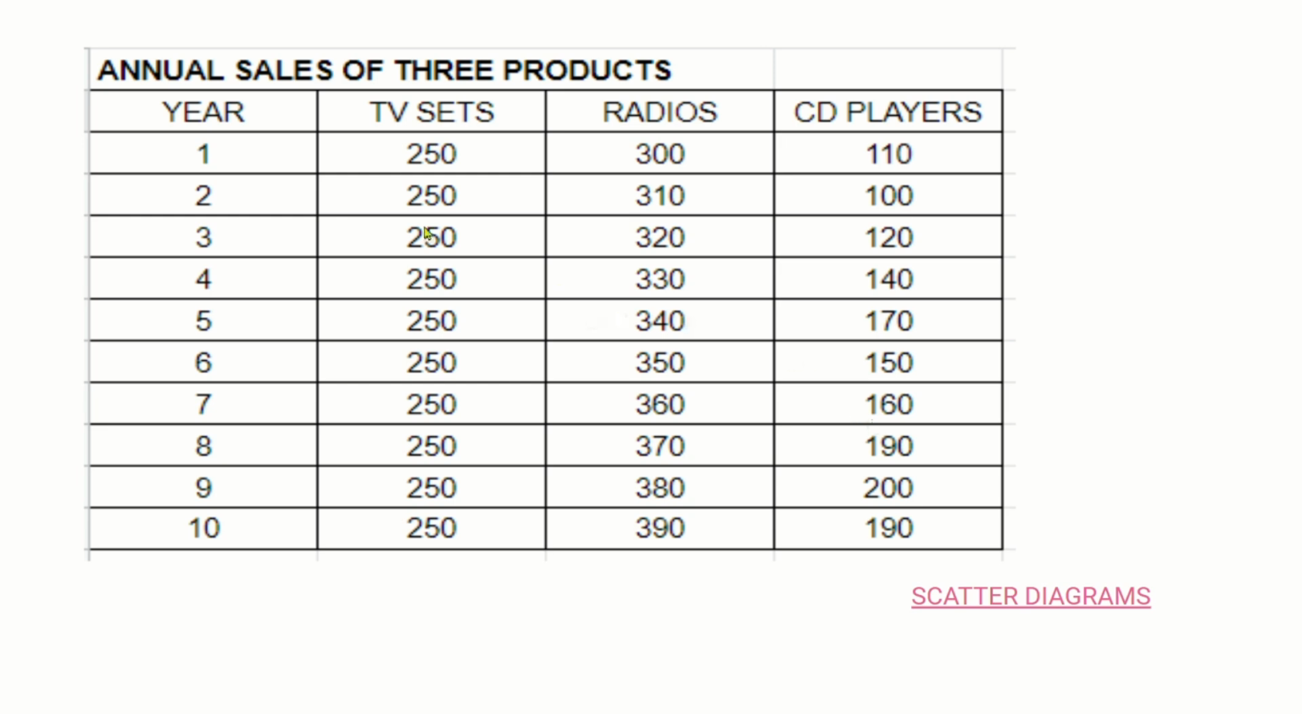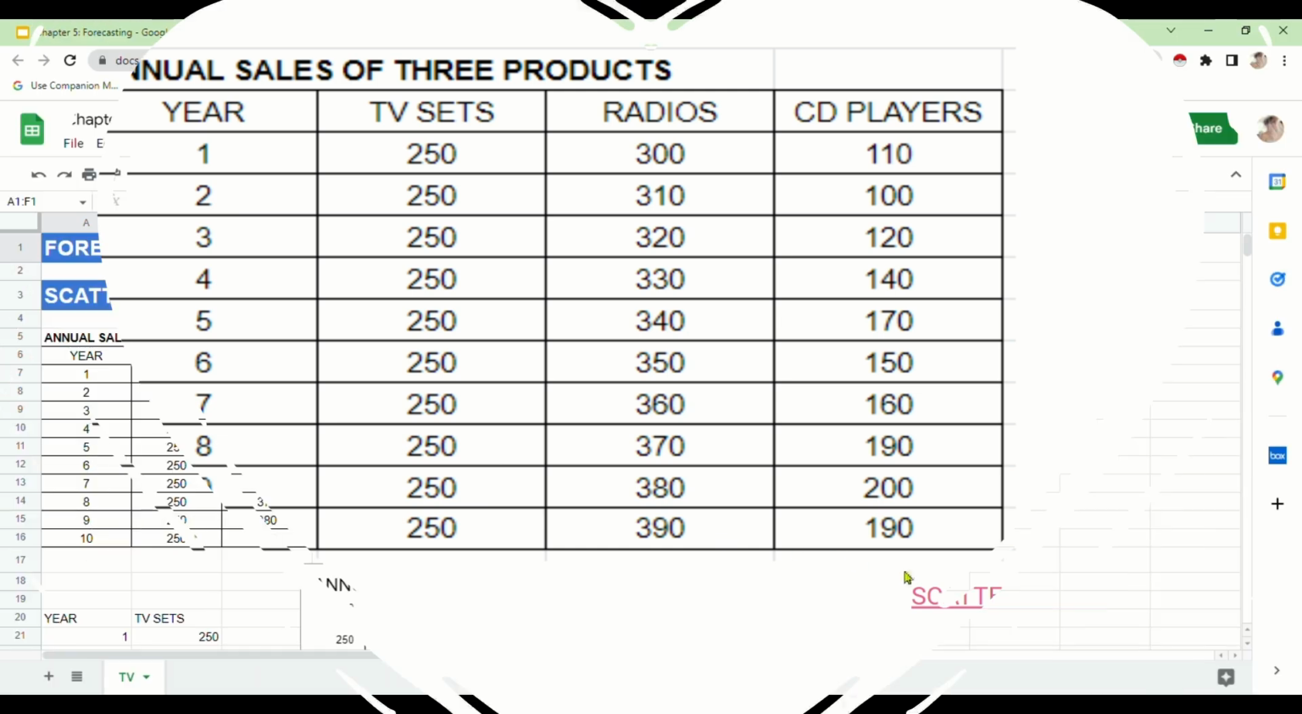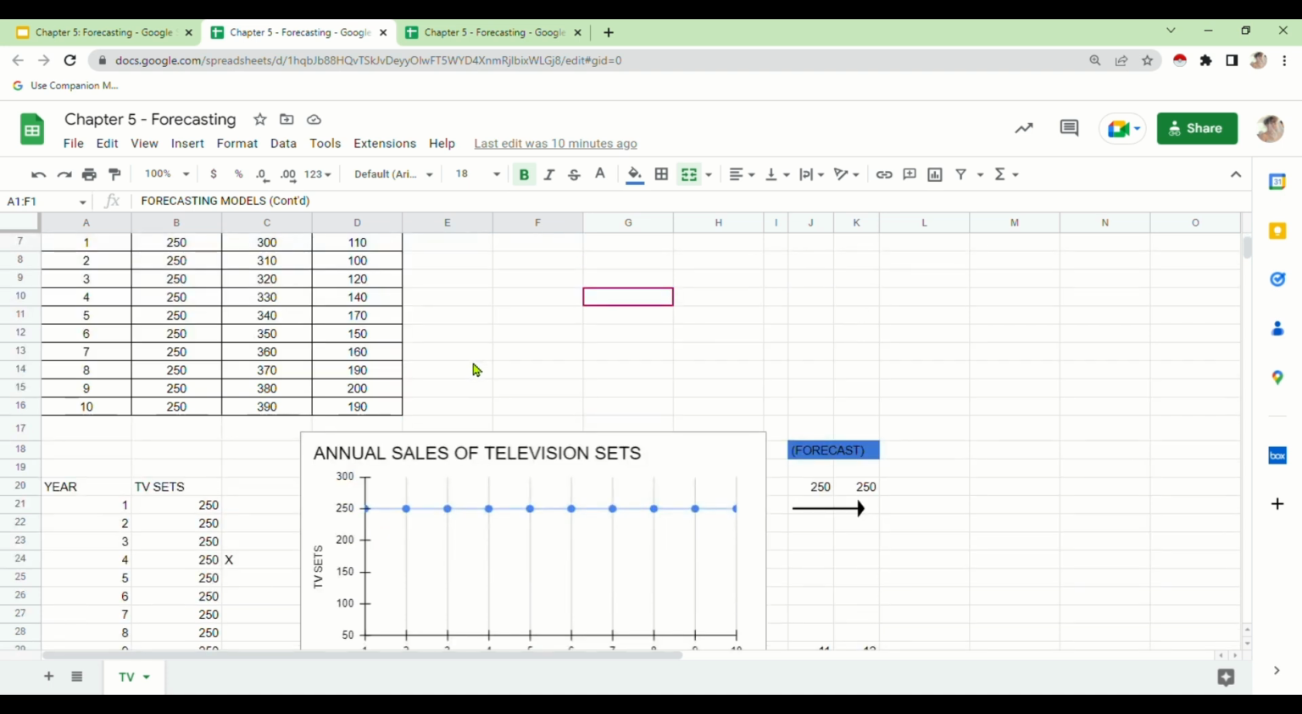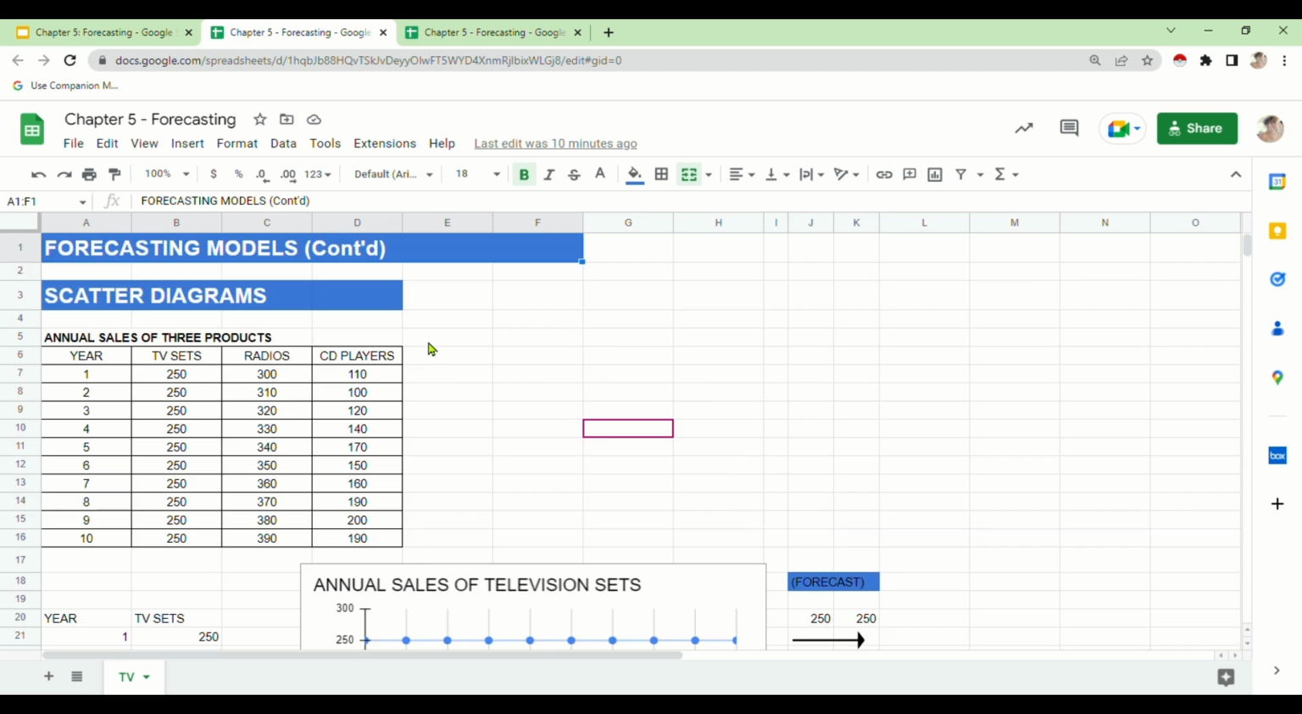So we have this data, annual sales of the three products from year 1 to 10: the TV sets, radios, and CD players, for the scatter diagrams. Using the scatter diagrams for sales in figure 5.2 on how to forecast given the 10-year sales data, one simple way to examine this historical data and perhaps to use it to establish a forecast is to draw a scatter diagram for each product.